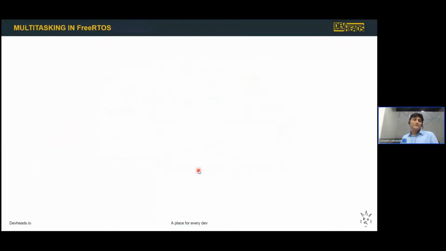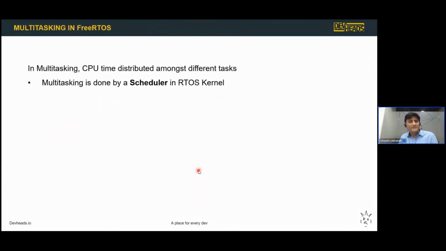All right, so let's talk a little bit more about multitasking in general. What happens in multitasking is the CPU time is distributed amongst the different tasks. So here in multitasking, CPU time will be distributed across the different tasks, so the tasks will execute. So multitasking is done by the scheduler in the RTOS kernel. That's what we saw in the previous slide. And then the tasks are scheduled for execution according to priority, because every task will have a priority.